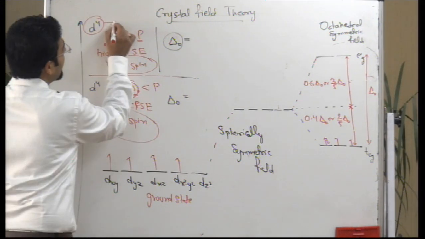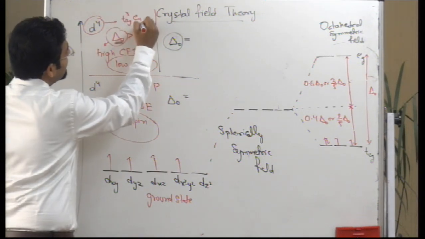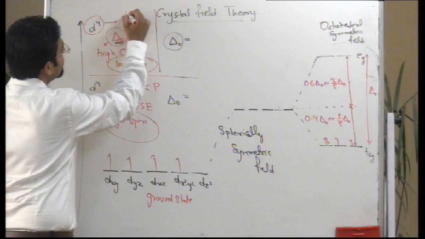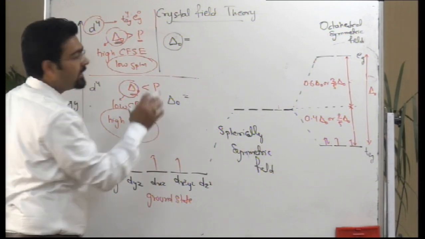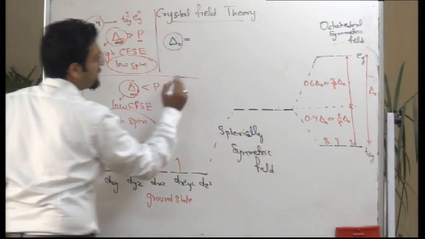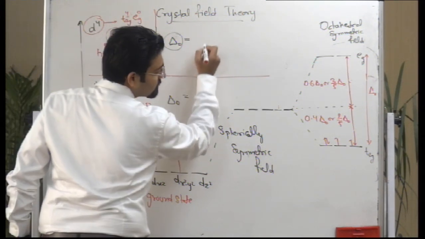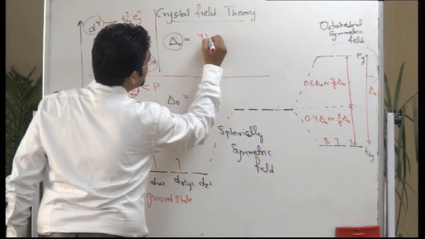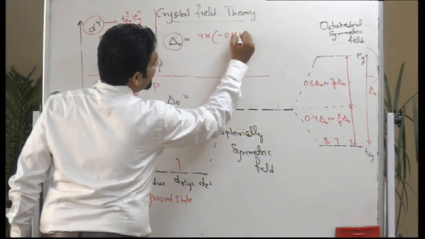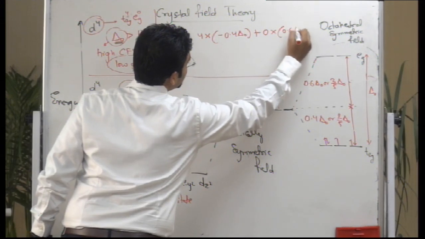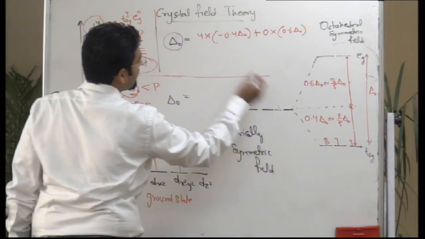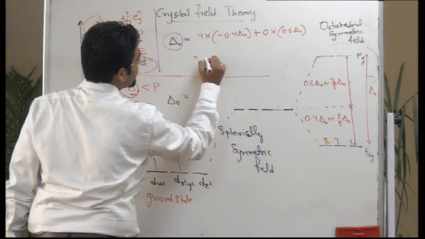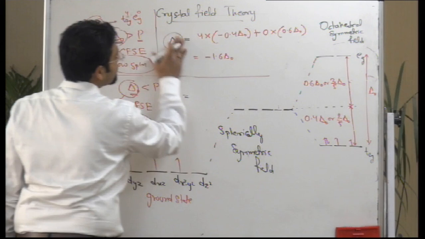This can also be written as T2G4 EG0, right? So in such a case, if I want to calculate the total CFSE for this situation, then it will be equal to 4 electrons present in minus 0.4 delta O and 0 electrons present in 0.6 delta O. So for none of the electrons the energy increased, but for 4 electrons the energy decreased and has gone to this state, so it will be minus 1.6 delta O. This will be your CFSE, right?